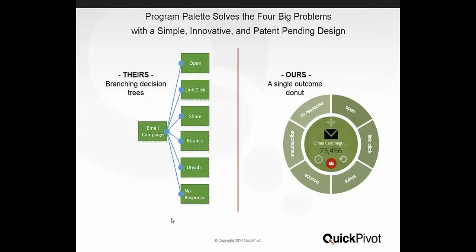Program Palette solves all of these problems with a radical, award-winning, and patent-pending design. Program Palette trades complex decision trees for simple but elegant outcome donuts. Outcome donuts collapse any marketing event and its outcomes into a single, clear, and compelling digital object. Working with outcome donuts is easy and intuitive.